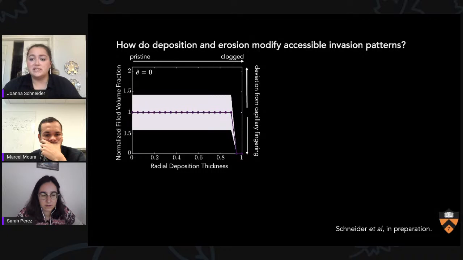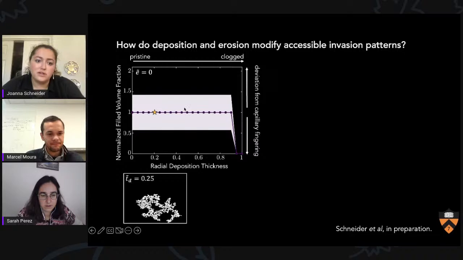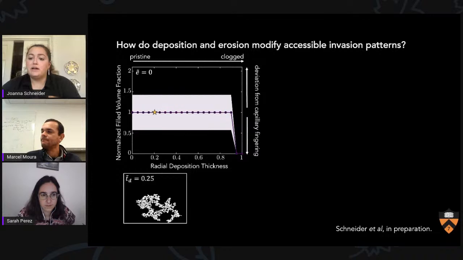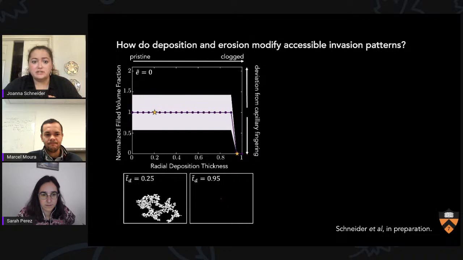So I can pick anything along this line, and this is for a single network. When we have a deposition thickness of 0.25 or 0.8, they'll all look exactly like this. But once we get closer to complete clogging, we see this sharp transition. What that tells us is that in the absence of erosion, the invasion patterns will remain unchanged until some of the pores begin the simulation already clogged.